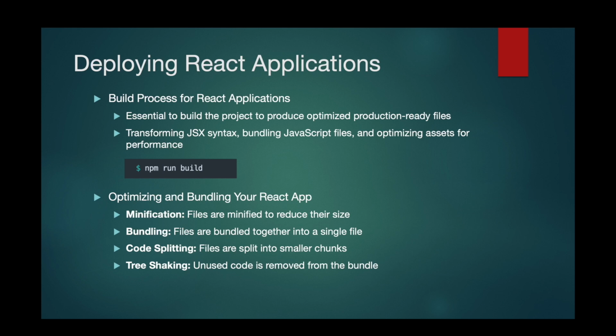Bundling. Multiple JavaScript files are bundled together into a single file, reducing the number of HTTP requests required to load the application. Code splitting. Large JavaScript files are split into smaller chunks, allowing for lazy loading of code and faster initial load times. Tree shaking. Unused code is removed from the bundle, reducing the overall file size and improving performance.